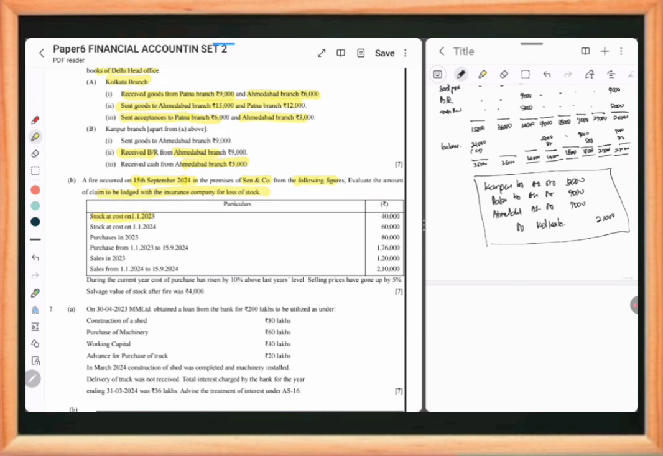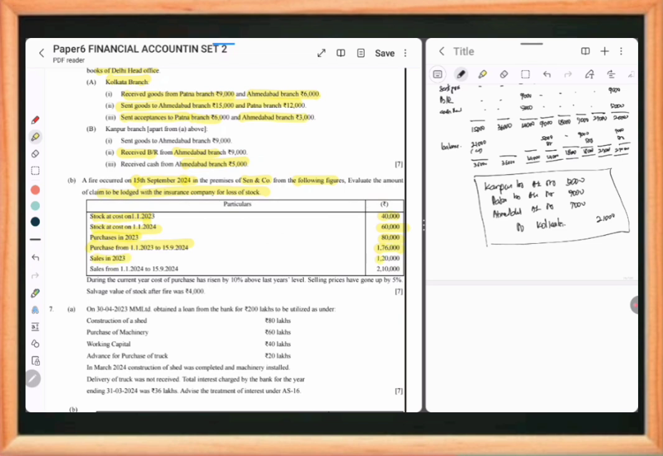So stock: opening stock on 1/1/2023 is 40,000. The closing stock of the same year, 31/12, is actually the next year's opening balance. It was the closing balance of the previous year. So opening stock 40,000, closing stock 60,000. During the year purchases 80,000. Purchases from 1/1/2024 to 15/9/2024 are 1,76,000. The date of fire breakout is not given here.